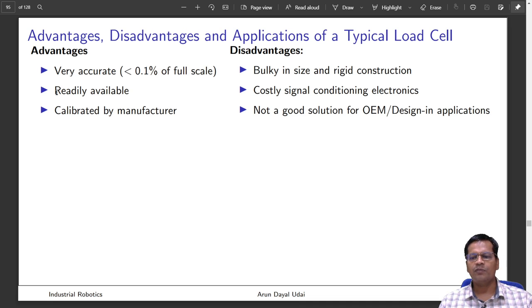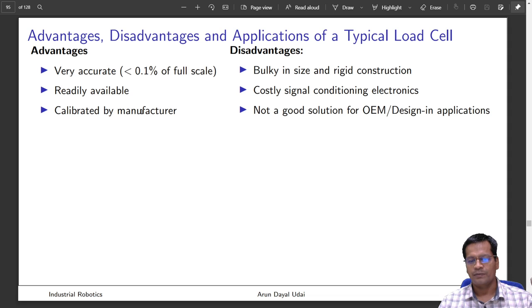They are readily available, quite inexpensive because the sensing element is nothing, and the rest is the circuitry that is used to detect this. Okay. So it is readily available, quite inexpensive, calibrated by the manufacturer. This is what is used in the weighing scales that you see in the grocery shop. Okay. This exactly similar thing. Their load cell is very much similar to this.